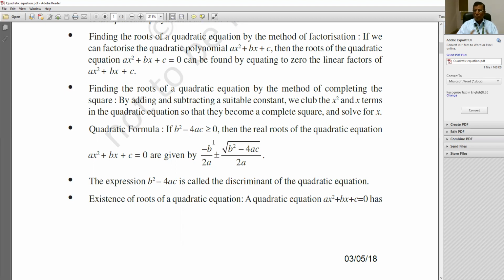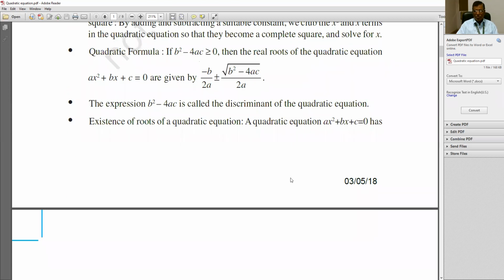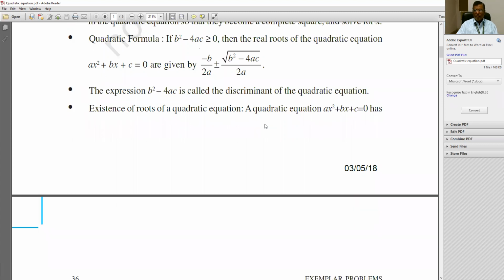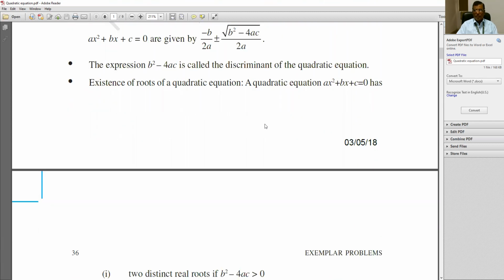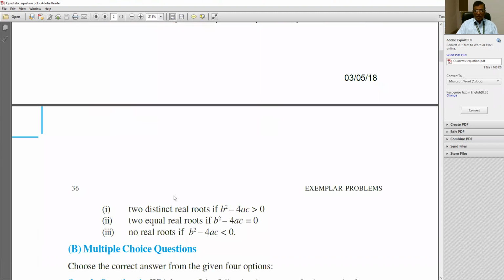And students, you know the expression b² − 4ac is called the discriminant of a quadratic equation. And further, you should note the existence of roots of a quadratic equation. A quadratic equation ax² + bx + c has two distinct real roots if the discriminant is greater than 0, real and equal roots if b² − 4ac is equal to 0, and no real roots if b² − 4ac is less than 0.